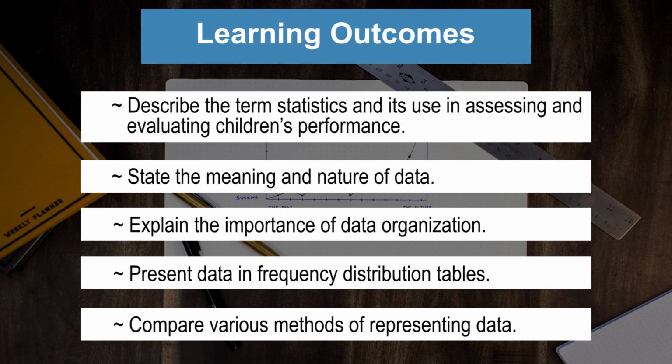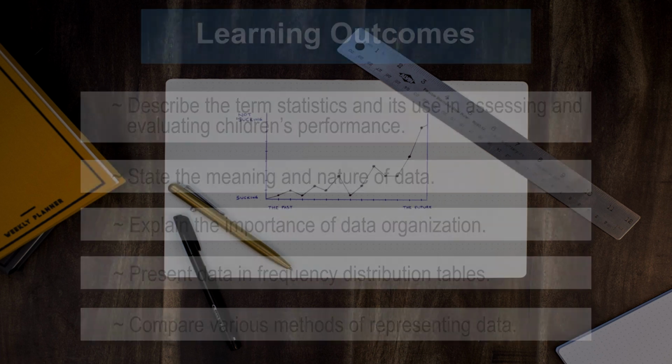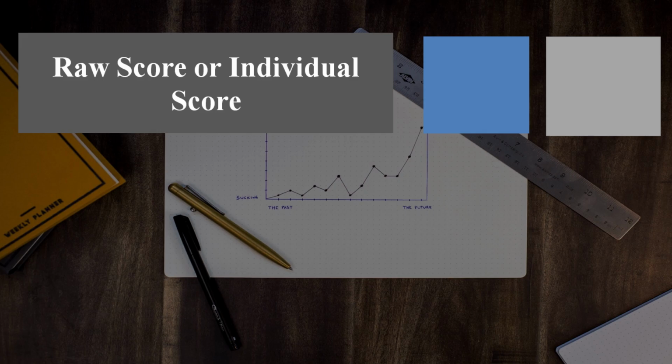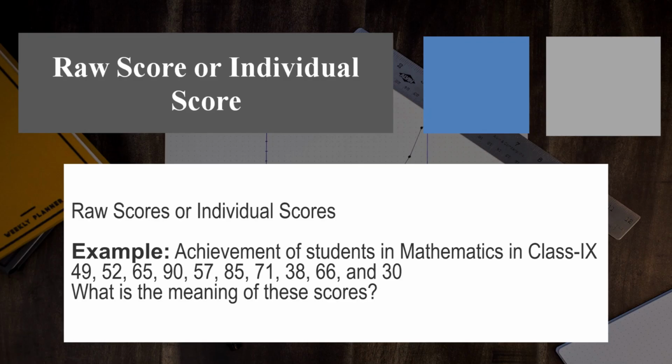So friends, now focus upon our topic, the data presentation, and understanding the concept of data and how to represent it in a frequency distribution table. First of all, I will start my discussion to understand a raw score, which is also called an individual score.